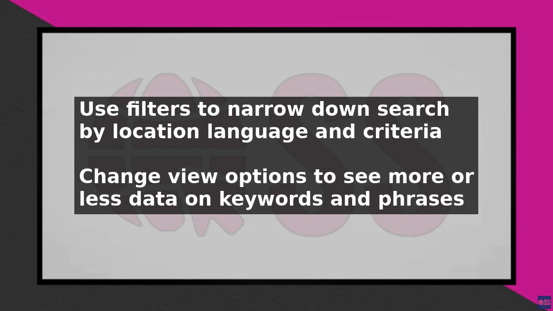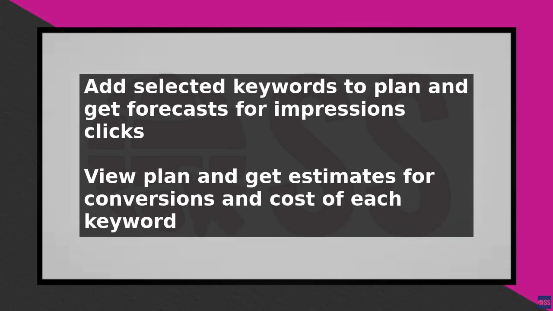Once you have identified the keywords you want to target, you can add them to your plan and get forecasts for how they will perform. This will give you an estimate of the impressions, clicks, and conversions you can expect from each keyword, as well as the cost. To add keywords to your plan, simply check the box next to each keyword and then click on the Add Keywords button. You can then view your plan and get forecasts for your selected keywords.